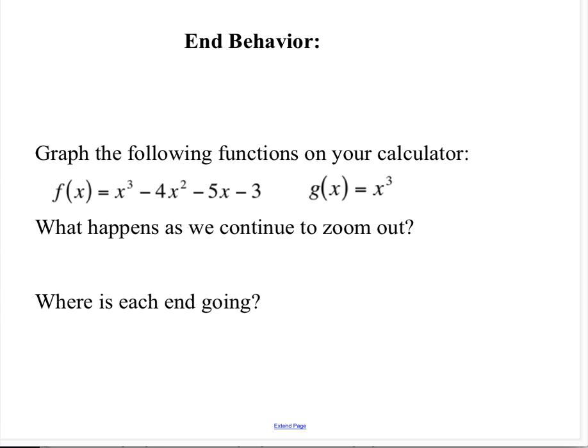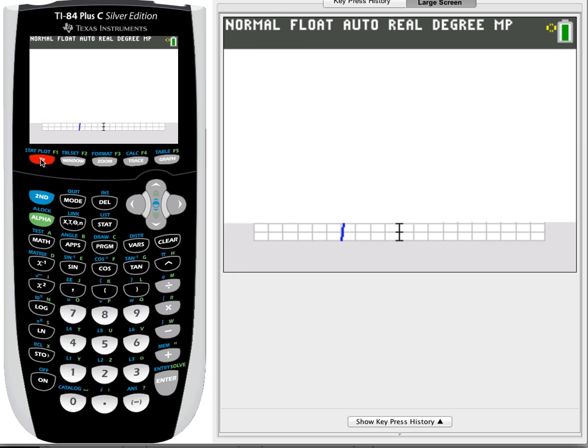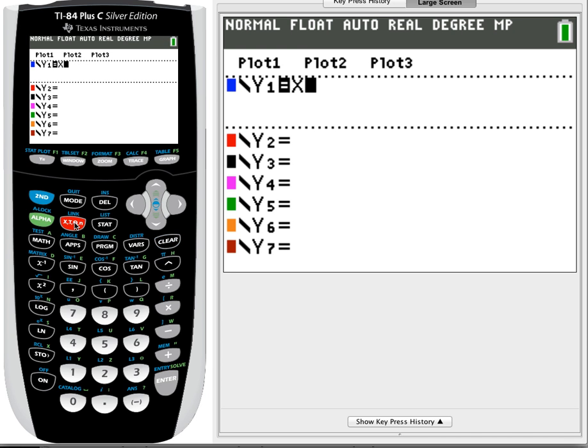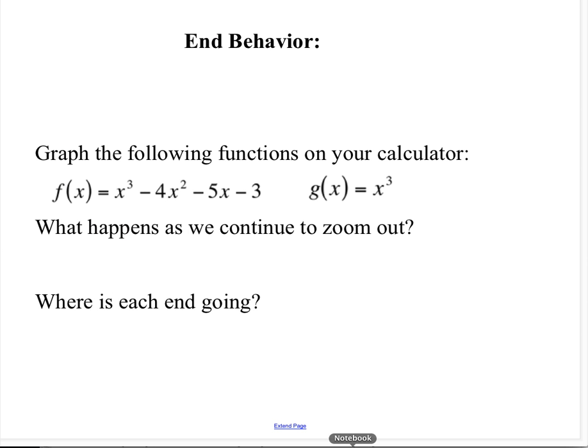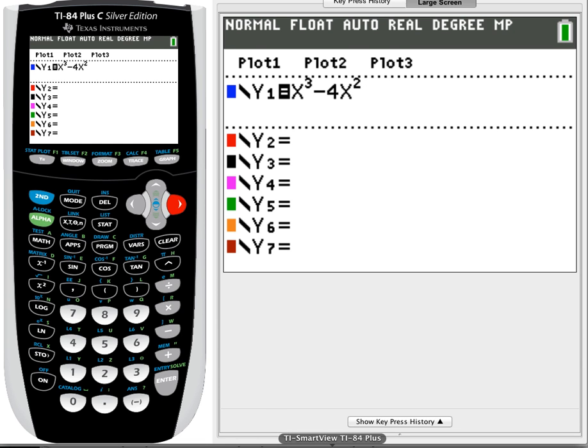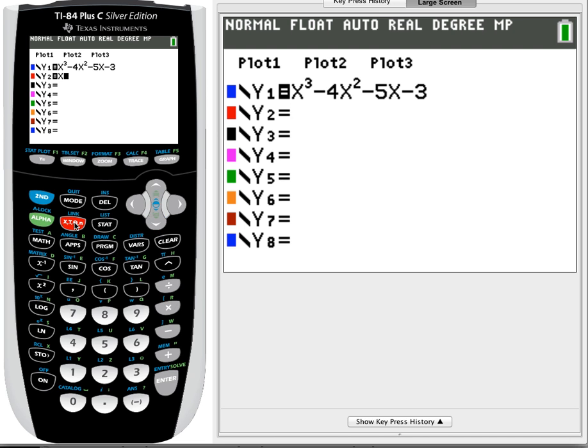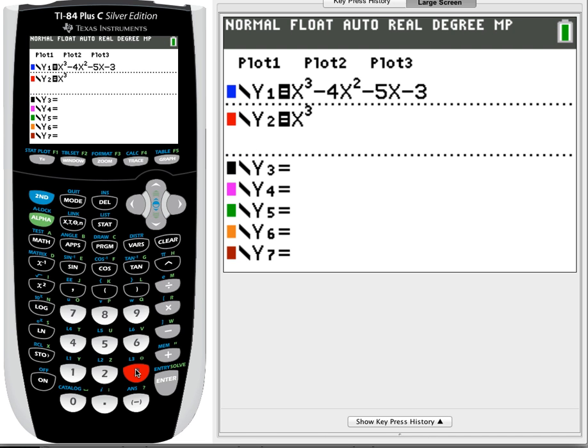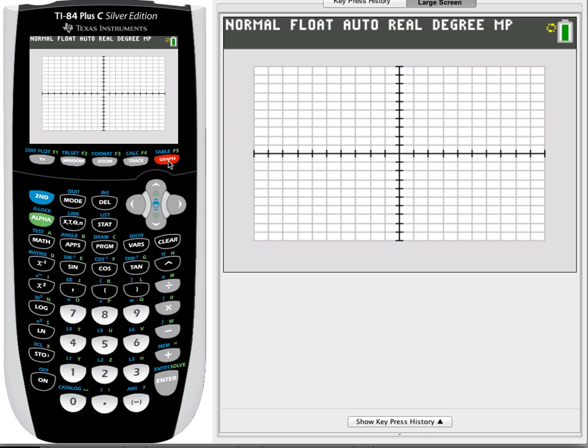So we have x cubed minus 4x squared. So clear this out. X cubed minus 4x squared. The next part is minus 5x minus 3. So we are going to graph that, and then we're just going to graph x cubed, the parent function x cubed. So if I hit graph and I look at this, it's going to show me both graphs. There's the first graph, and then the second graph is just the parent function of x cubed.